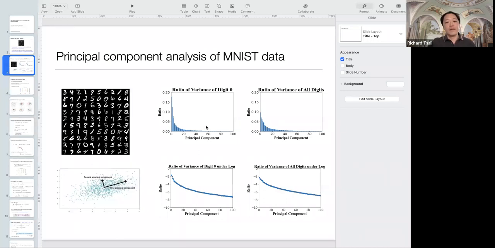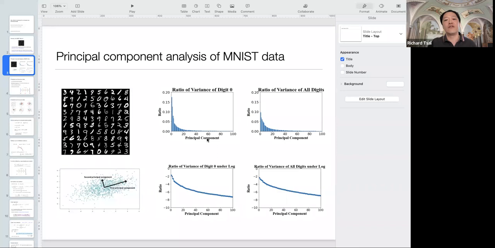Now, on the right two columns, you see the result of this principal component analysis. In the middle column, you see the principal component analysis applied to those images, or those data points in R784, which correspond to the digit zero. What you see here is that the strength, the magnitude of these arrows, decays very fast. If you put it on a log scale, you see that it does decay very fast. And approximately, with 40 dimensions, 40 orthogonal directions, you capture a lot of the variations in the distribution corresponding to digit zero already.